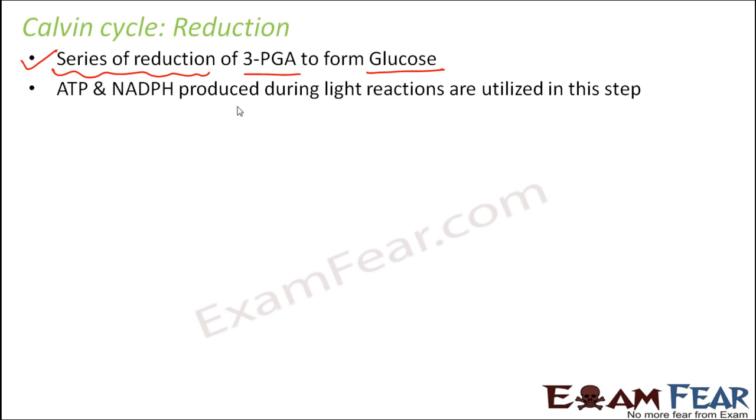Here ATP and NADPH produced during light reactions are utilized in this step. So in this step, we will be utilizing the ATP molecules which were produced during the light reaction. So how will the reaction take place? Now this was the product of the previous step, that is 3-phosphoglycerate. On this phosphoglycerate, ATP will add, it will utilize the ATP and it will form an intermediate molecule called 1,3-biphosphoglycerate.